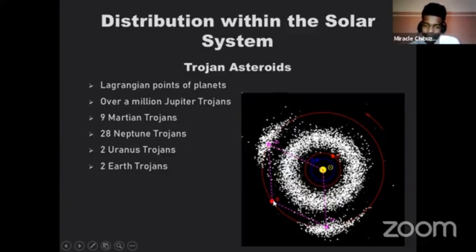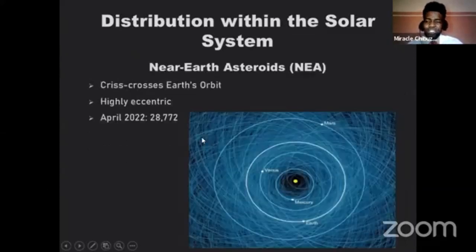So if you have a planet, these Trojans are 60 degrees ahead of the planet in the orbit of that planet around the sun. And we have this one 60 degrees behind. Jupiter has the most of these Trojans, over 1 million Trojan asteroids. Mars has about 9, Neptune has about 28, Uranus has about 2, and Earth has about 2 also. Then we have the near-Earth asteroids.